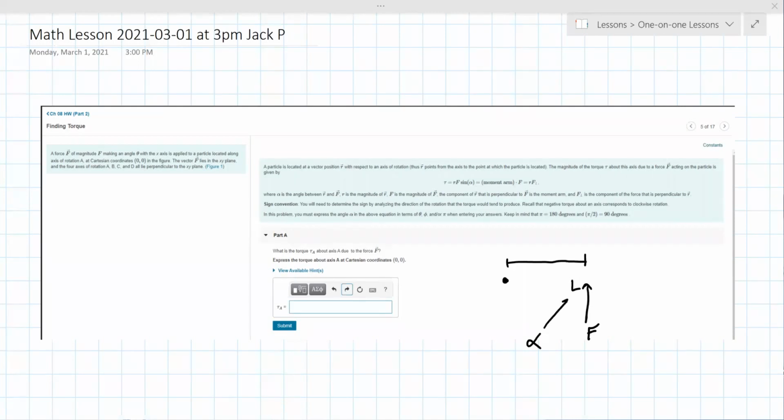So part B is asking, what is the torque about axis B due to the force F? B is located at point 0, comma b. Okay, so I guess it says due to force F. Let me snip that picture, and that will be very helpful.